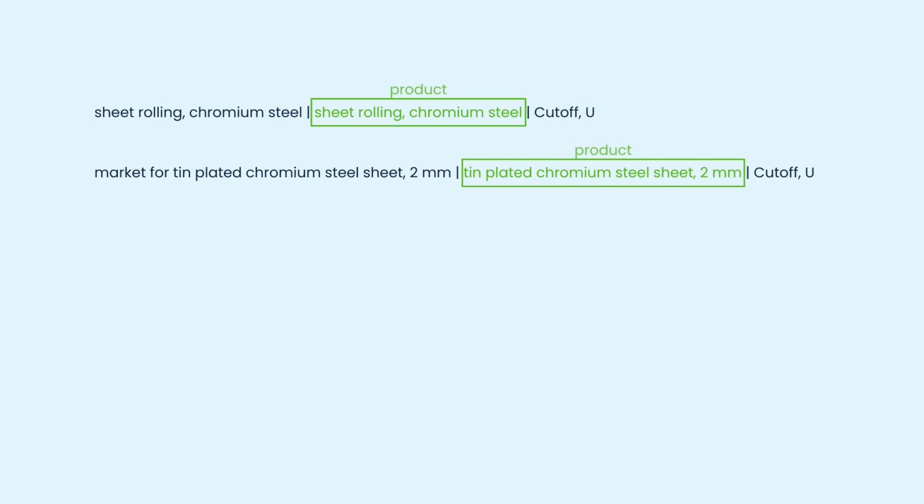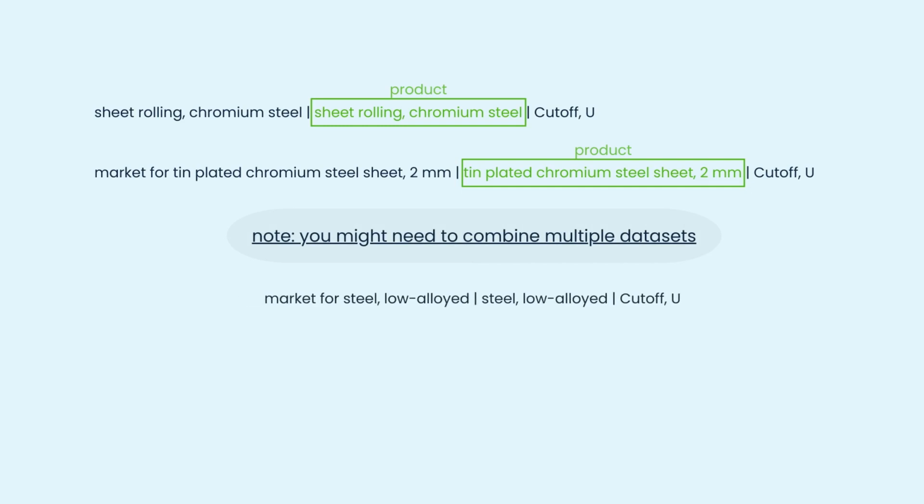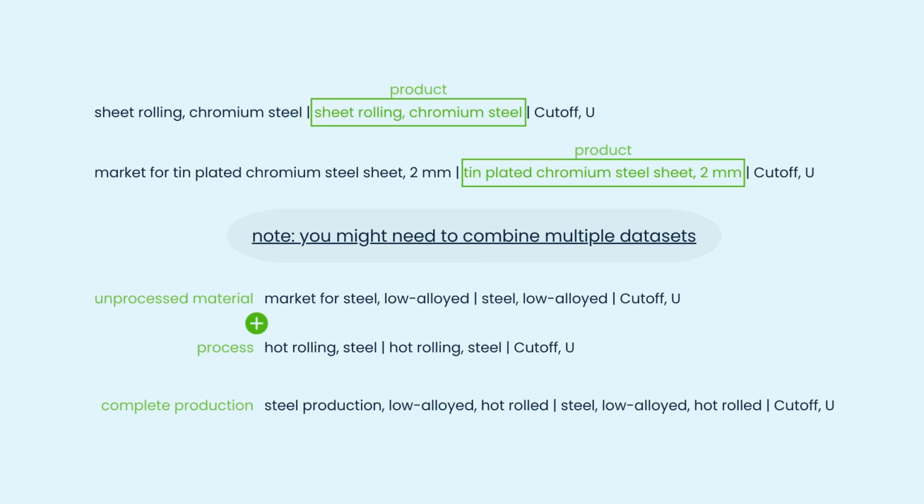The same holds for the raw material. If you're looking for a material and you can only find an option that is not processed into the right form, you probably need to combine it with one or multiple process datasets. For example, the dataset for steel low alloyed is for the unprocessed raw material, and we need to combine it with a process, such as hot rolling. The dataset for hot-rolled low-alloyed steel includes the complete production of the hot-rolled steel. Unfortunately, the complete option is not always available. In this case, you'll need to combine two datasets.